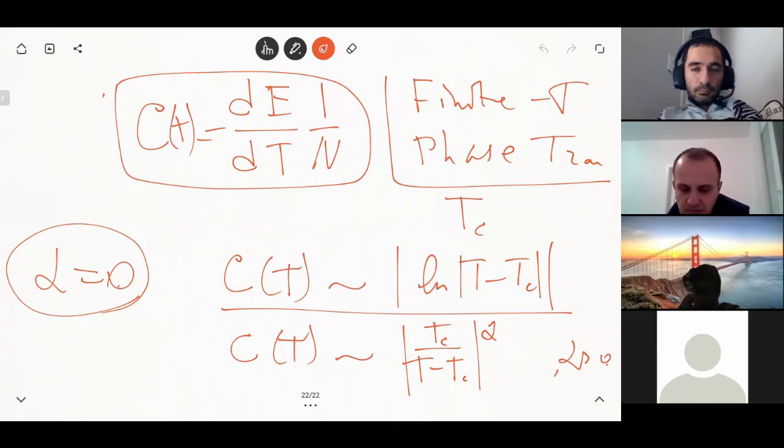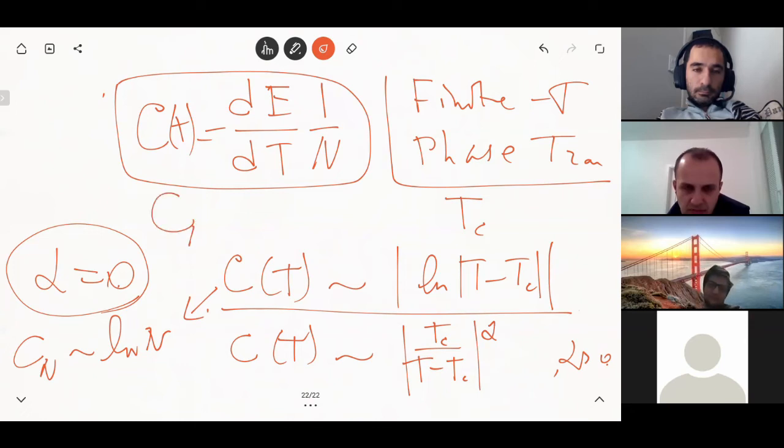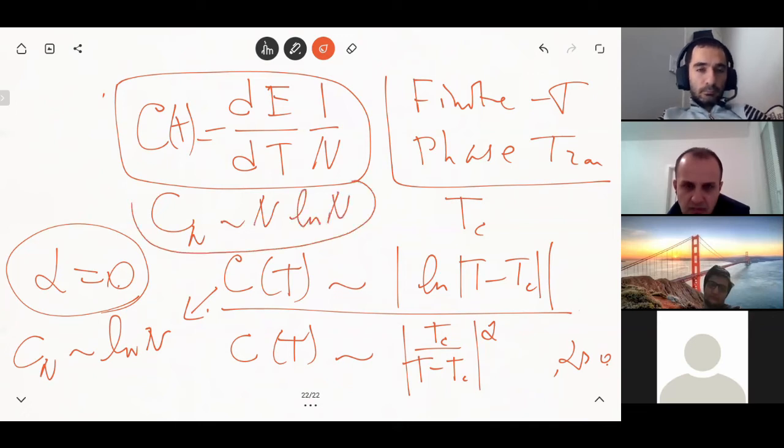log of T minus Tc. And then when we go to finite size systems, what this means is that this C_n is proportional to logarithm n. It can be shown that this leads to this thing. And since this is the heat capacity density, the specific heat, the full heat capacity scales as n ln n. So this is the scaling here.